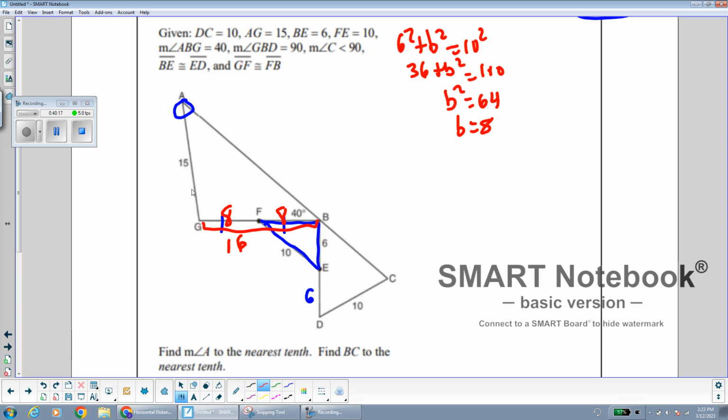Now, notice that the triangle that we want to find angle A in is not a right triangle. So trig ratios are not going to work to find that angle. We're going to have to use law of sines. So let me set that up.